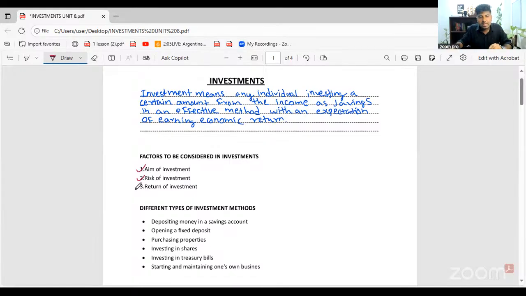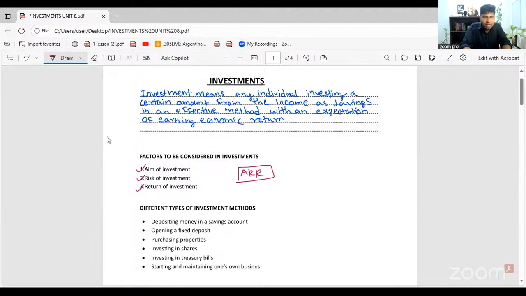Number three, return of the investment. Return means how much you are going to earn. So what are the three factors? We can shortly remember this as ARR: aim of the investment, risk of the investment, return of the investment. Aim of the investment, risk of the investment, return of the investment, ARR.